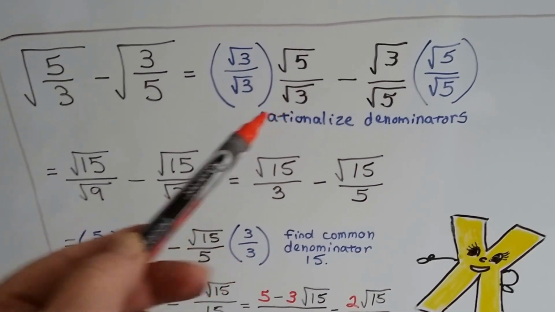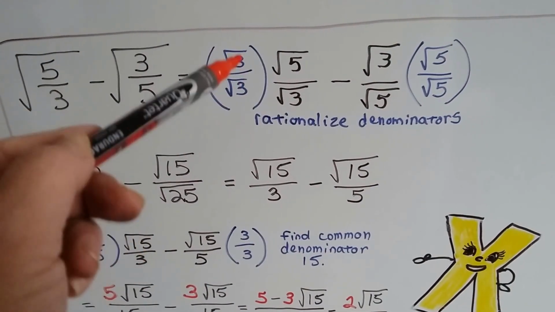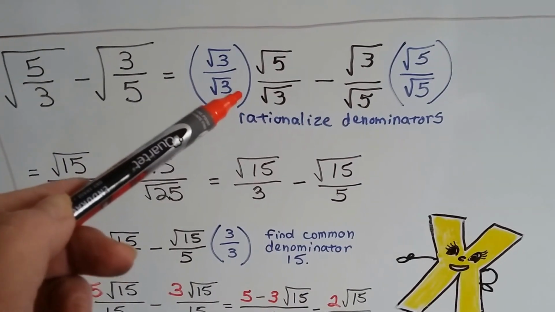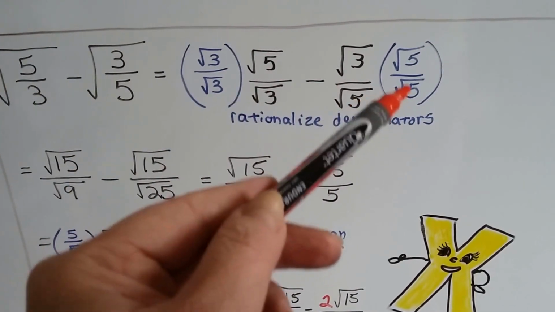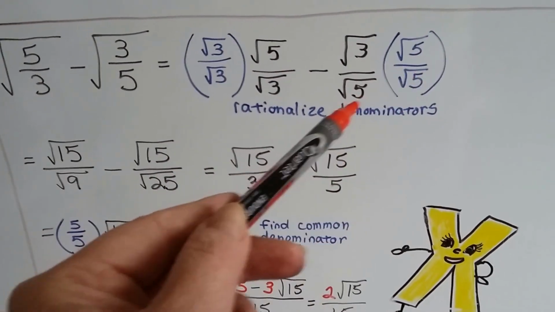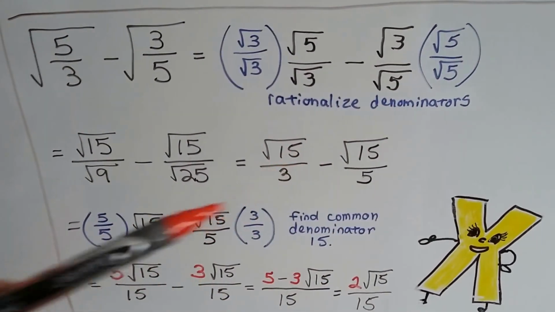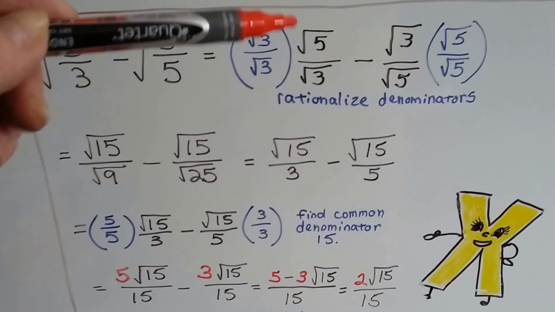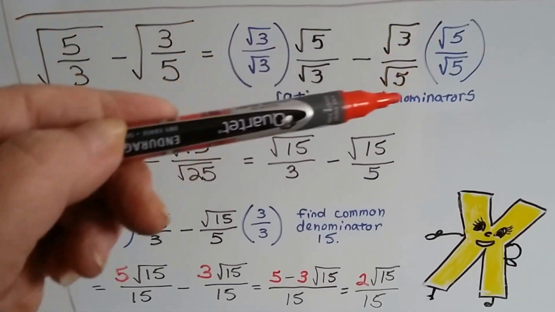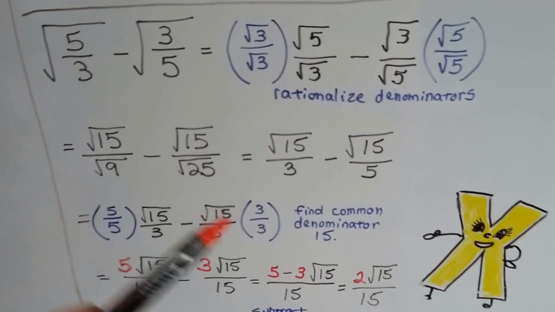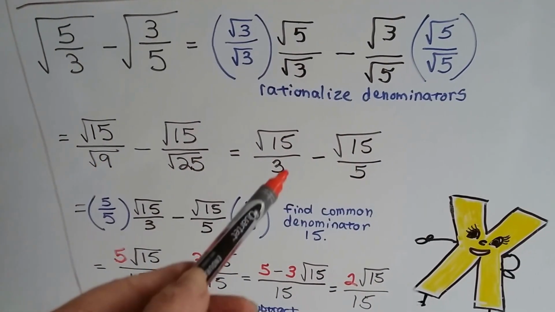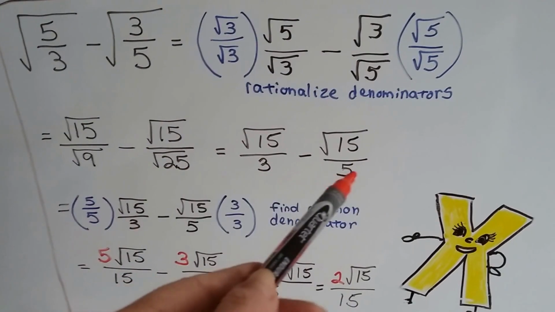So we're going to multiply the numerator and denominator as a 1, the denominator over the denominator, see? And we're going to do the same thing for this side. We're going to multiply it by the square root of 5 over square root of 5 as a 1 to rationalize that denominator. And that gives us the square root of 15 over the square root of 9, right? And this gives us a square root of 15 over the square root of 25, and that's the square root of 15 over 3, isn't it?